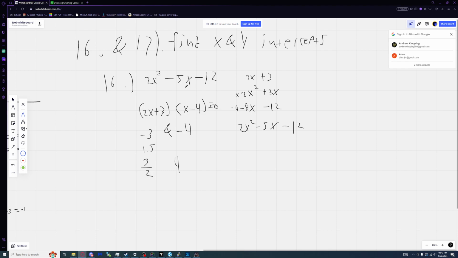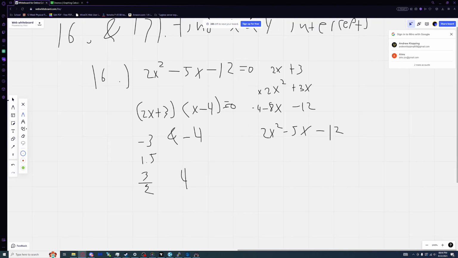So to find your x-intercepts, you set the whole equation equal to 0, right? And then you factor it out to find when this side will be equal to 0, because that's when the whole thing will be equal to 0. And when the function is equal to 0, that will be when your x-intercepts, or where your x-intercepts are.